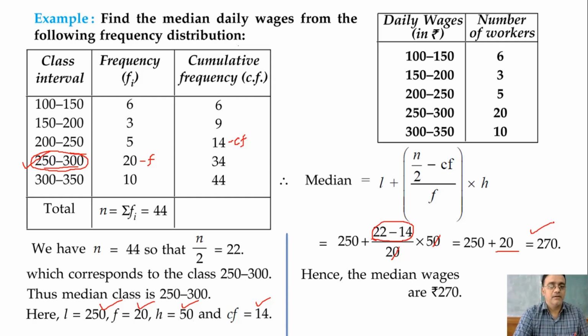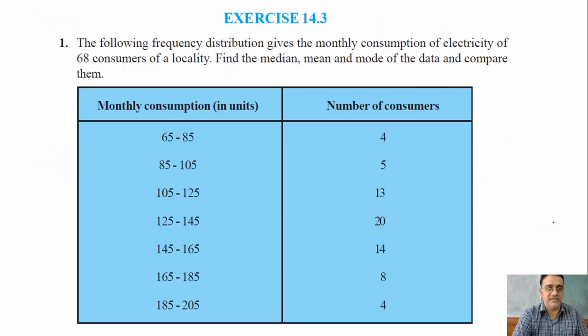Okay. So now we are going to start exercise 14.3 with the first question. So this is the first question. The following frequency distribution gives the monthly consumption of electricity of 68 consumers. So total frequency is given as 68, of a locality. Find the median, mean and mode of the data and compare them. So this is the monthly consumption in units, and number of consumers is our frequency.